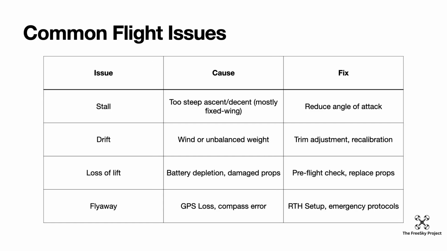Here are some issues you might encounter. A stall, usually in fixed wings, happens when the drone climbs or descends too steeply. Drift can be caused by wind or an unbalanced drone. Trim it out or recalibrate. Loss of lift might come from low battery or damaged props, so always do pre-flight checks. And flyaways happen if you lose GPS or comms. That's why return-to-home setups are critical.